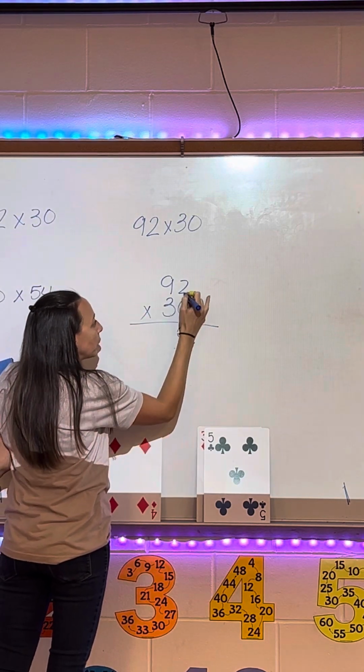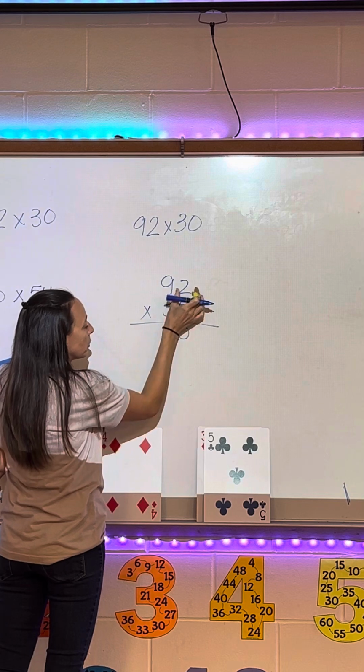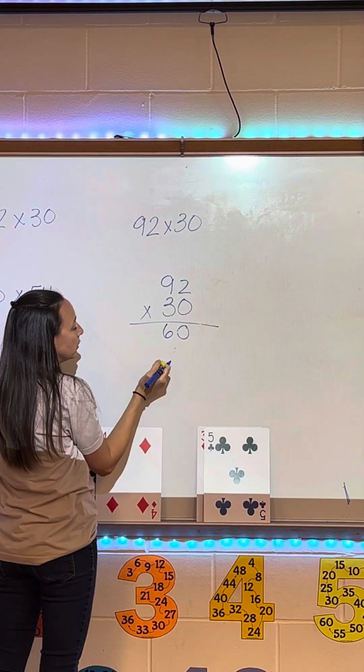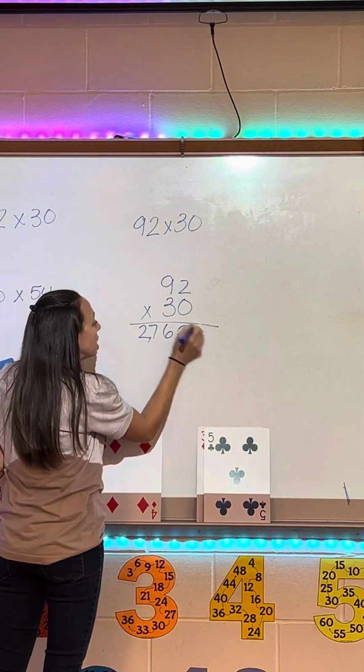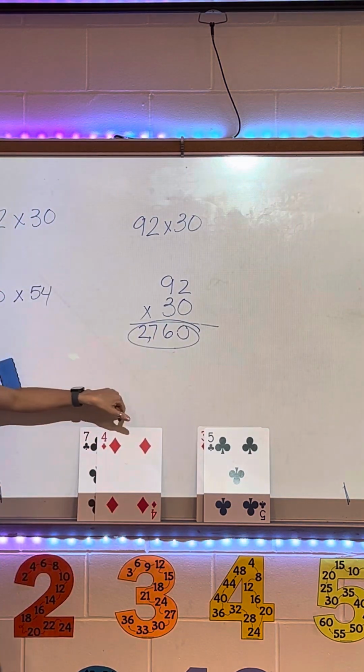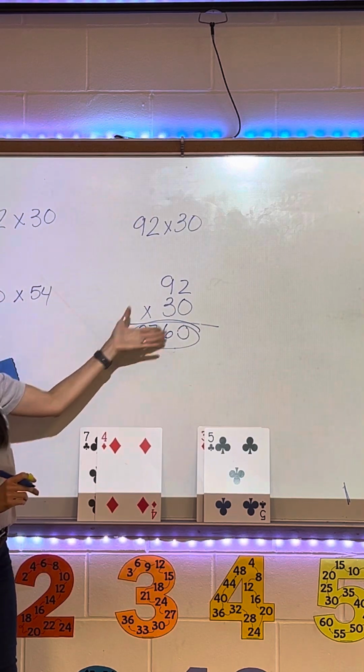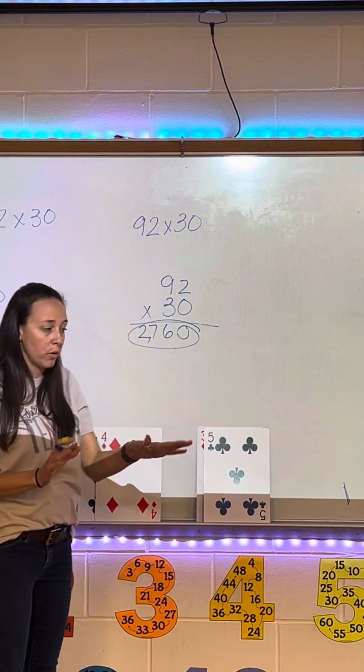So what is 3 times 2? 6. And then 3 times 9? 27. So now you're done. You're not getting partial products, you're just dropping that 0 and you're going to multiply and you'll find your product. So that was the first question that I wanted to go over with you.